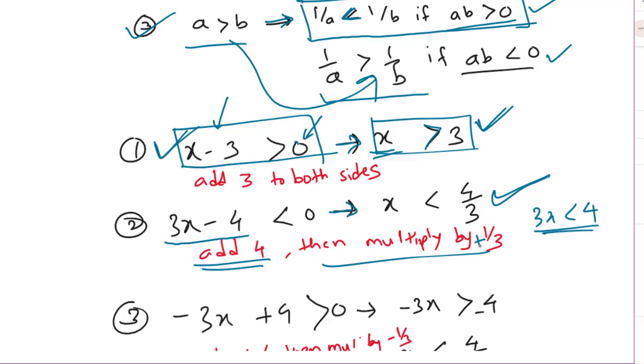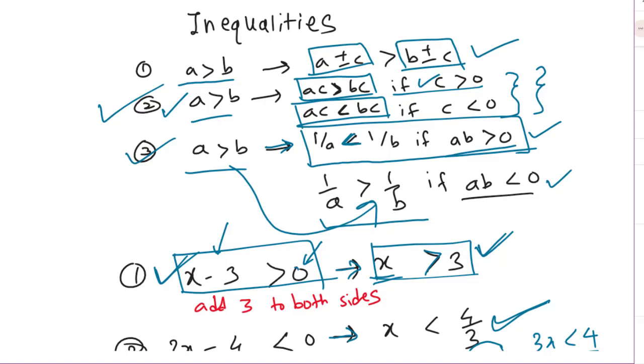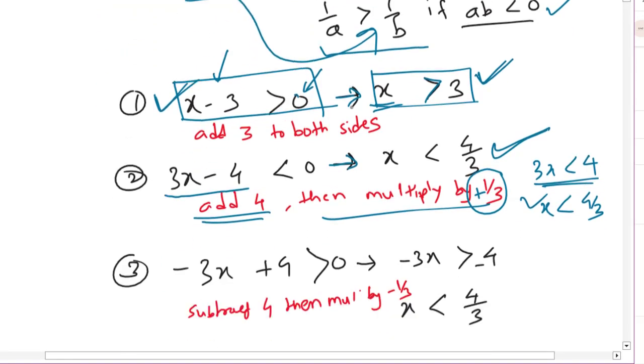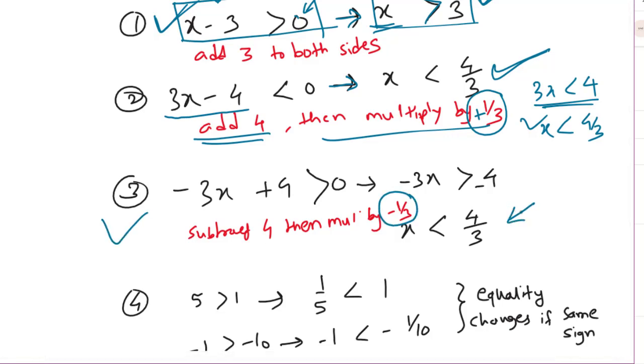Here you can see that we have multiplied by a positive number, and when we multiply by a positive number, the inequality will not change. It will still be x is less than 4 by 3, and that is because we have seen in the second inequality rule that if we multiply both sides by a positive number, then the inequality will not change. If we multiply by a negative number, then the inequality will change. In the next example, we have multiplied by a negative number, and that's why the inequality has changed.